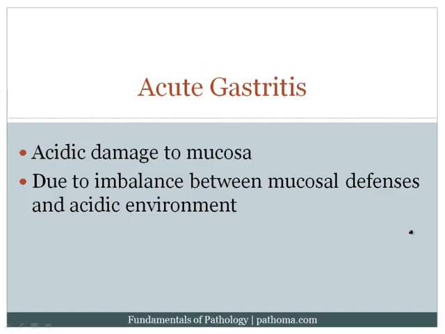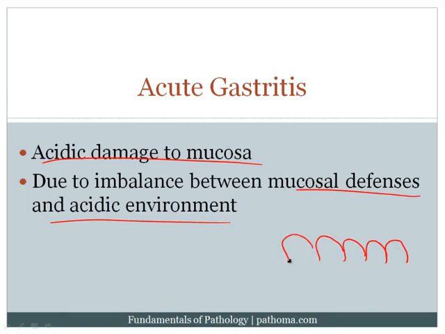Now let's start with our discussion of acute gastritis. I told you that acute gastritis is acidic damage to the mucosa, with an imbalance between the mucosal defenses and the acidic environment. Let's very quickly talk about the mucosal defenses. There are several types of defenses present within the mucosa that protect against acid. For example, let's say that this is the mucosa. You know that the mucosa is lined by epithelium. Let me remind you from histology that these epithelial cells are also known as foveolar cells. The foveolar cells produce mucus, and that makes a mucus layer, and that, of course, protects the cells.